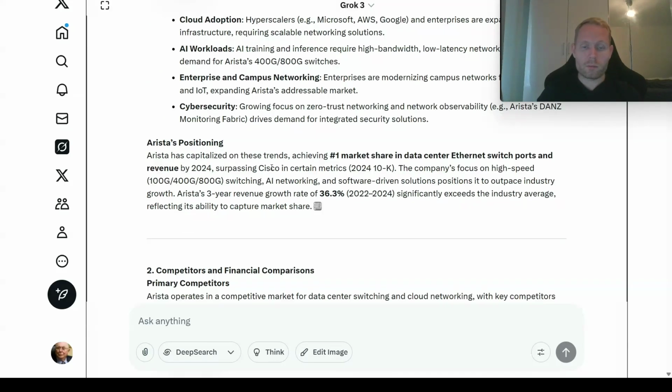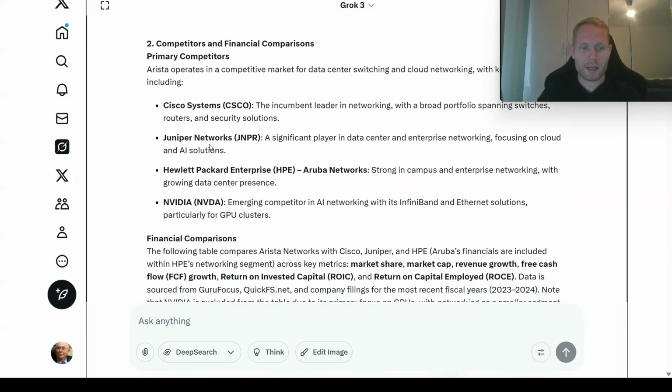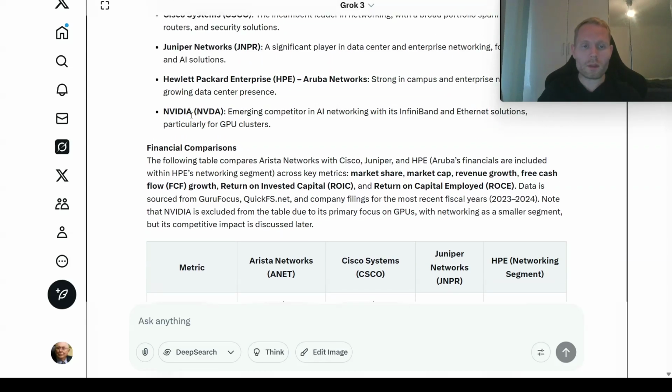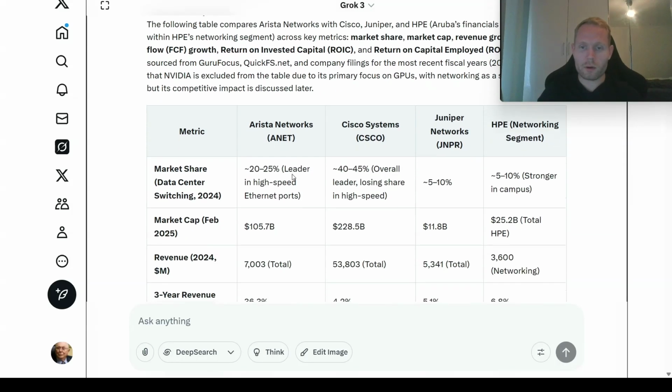And like we saw before, they achieved the number one market share in data center Ethernet switch ports and revenue, surpassing Cisco in certain metrics. And we can see the primary competitors here: Cisco Systems, Juniper Networks, Hewlett Packard Enterprise, and Nvidia. Grok is comparing the financials between the four companies here. It's leaving out Nvidia, which is probably the toughest competitor when it comes to comparing financials, but let's leave it as is. And we can see the comparison here.